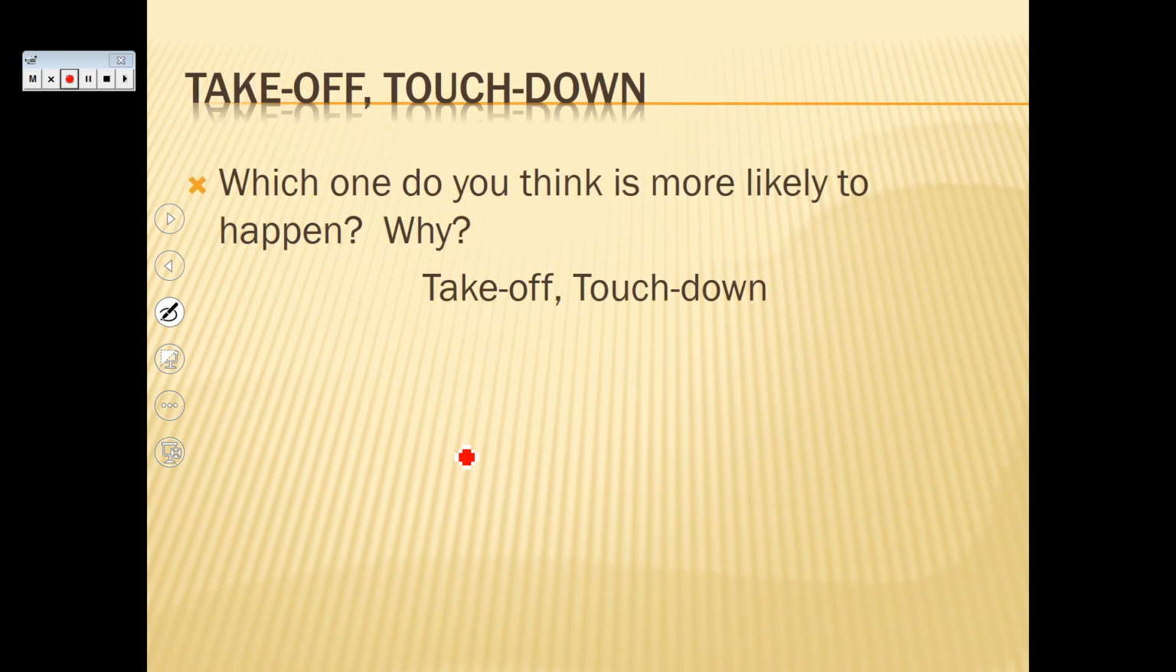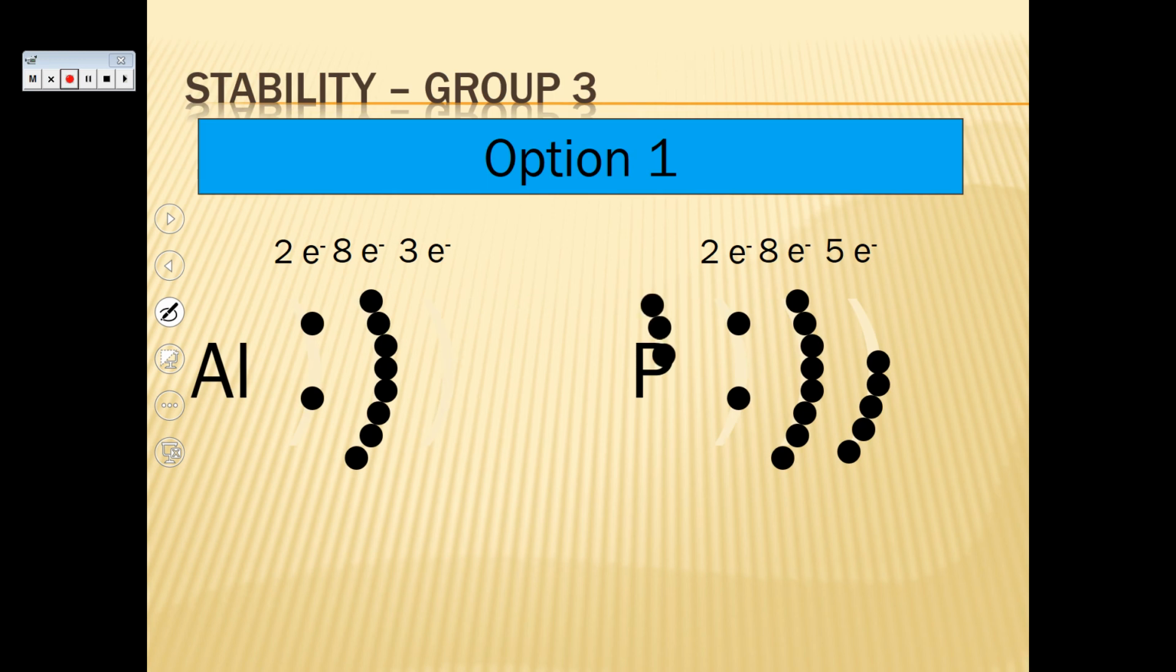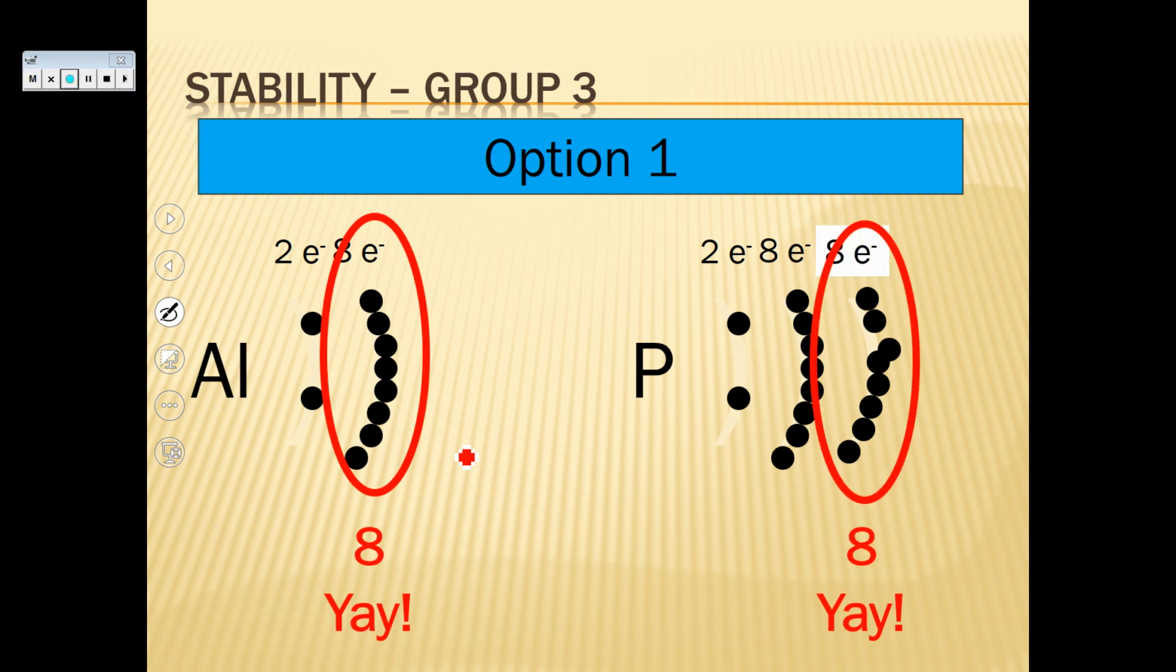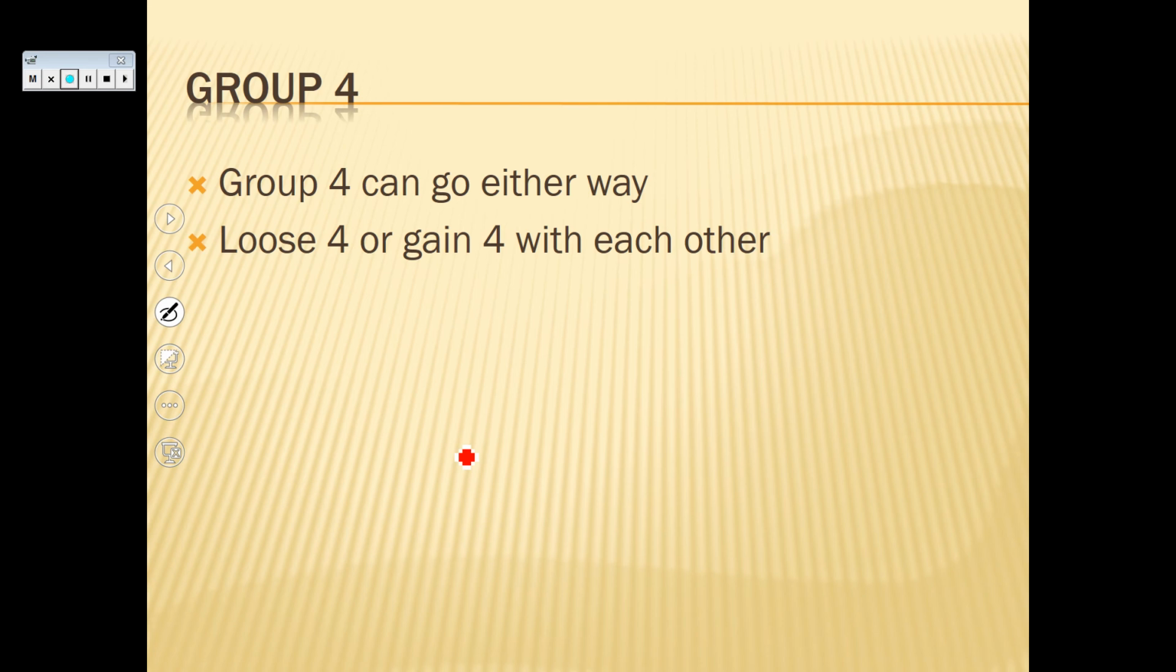Which option is more likely to happen? Again, option 1. It is easier to pull 3 electrons towards phosphorus than it would be to pull 5 electrons towards aluminum. It takes less energy. So, option 1 again is the correct answer.